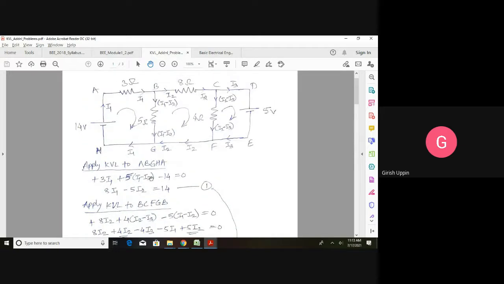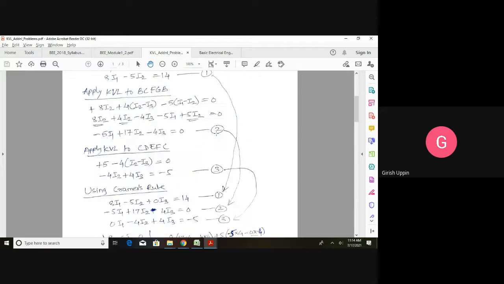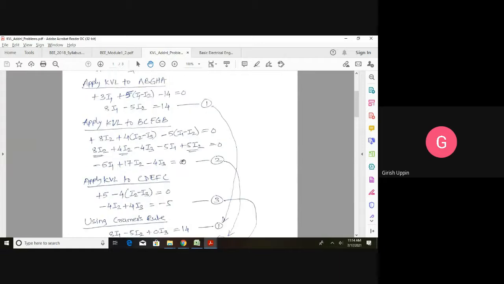Then you can see I'm going in the opposite direction to the current, so minus voltage drop. What is the resistance? 4 ohm. What is the current that is flowing? I2 minus I3. So minus 4 into (I2 minus I3) equal to 0. We come back to the original node, and this equation we get: minus 4I2 plus 4I3 is equal to minus 5. So how many equations do you have?